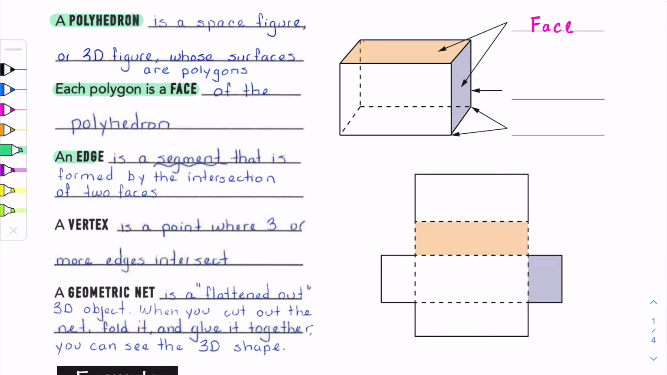An edge is a segment that is formed by the intersection of two faces. So where two faces come together, such as right here, or we could say right here, or any two sides that come together is called an edge.